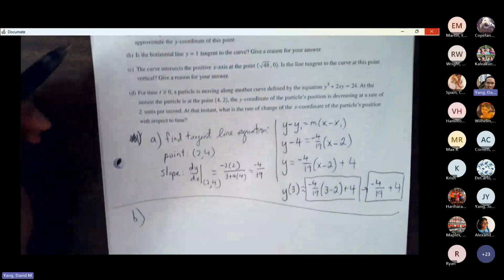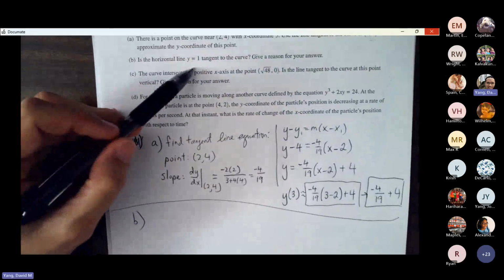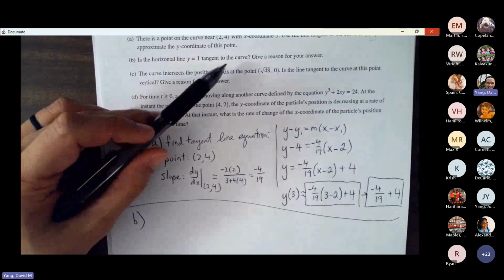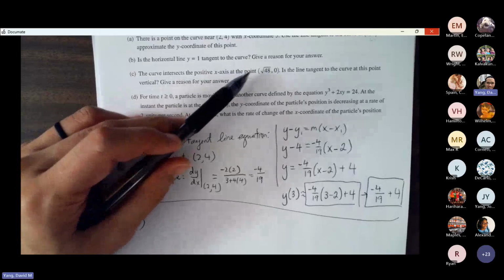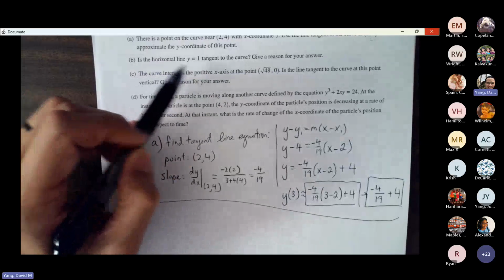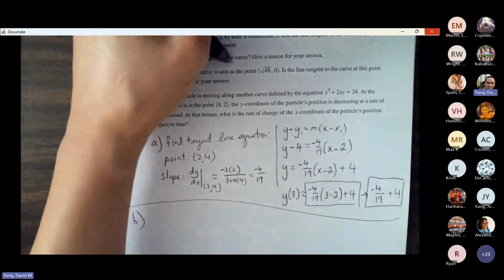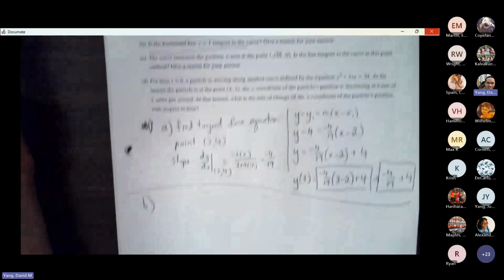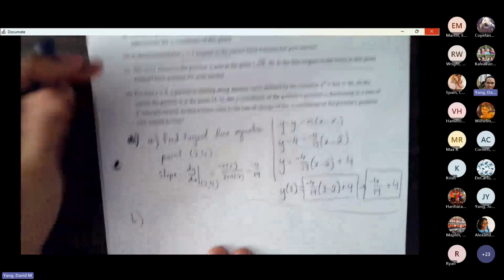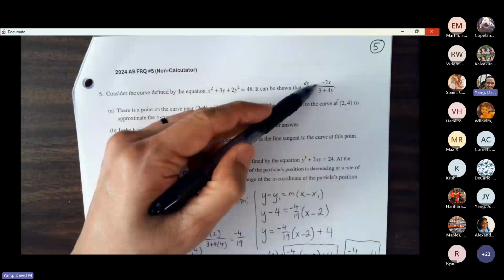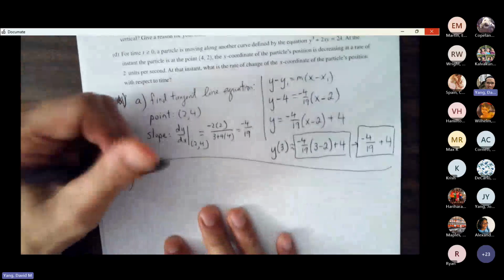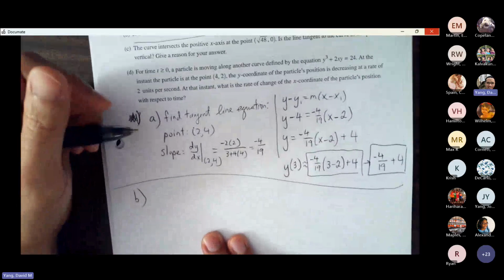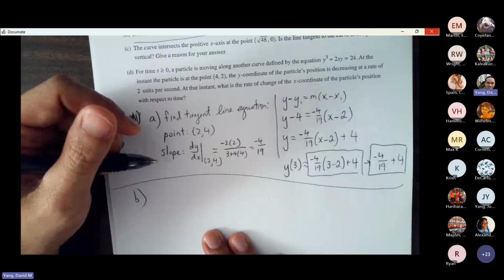Part B, is the horizontal line y equals 1 tangent to the curve? Give a reason for your answer. So this is basically trying to ask about the horizontal tangent. Okay, so especially if there's a derivative with a numerator and denominator involved, I just want to give a reminder about horizontal and vertical tangents.